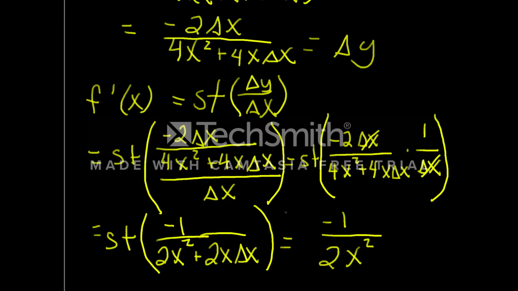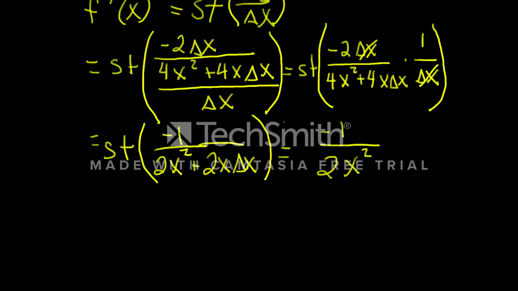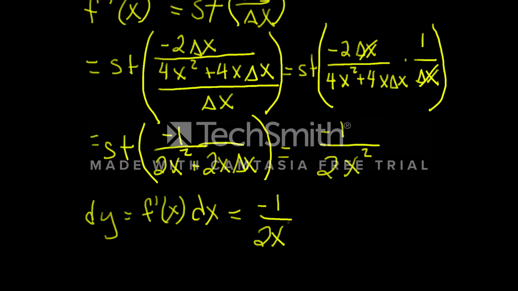And so we can formally say that dy, which we know by definition is f prime of x dx, and filling in what f prime is, this is negative 1 over 2x squared dx. That's our differential of y. Differential of y is f prime dx. F prime we just calculated is negative 1 over 2x squared. And so the differential of y is negative 1 over 2x squared dx.